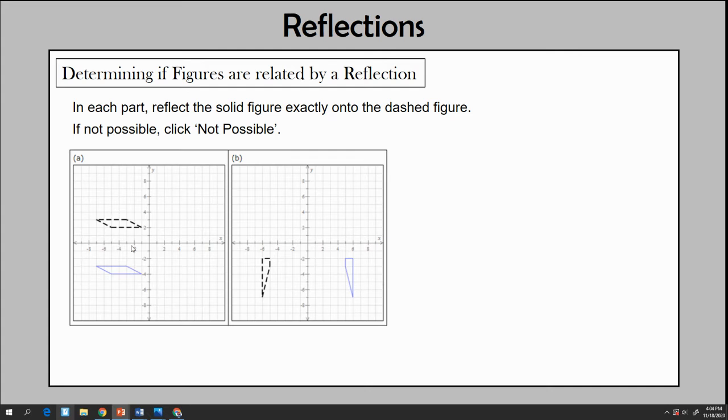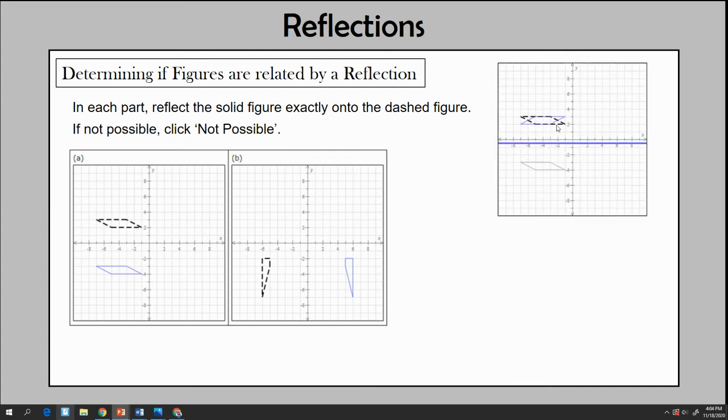Okay. So what happens in this case, if I was to take the original and reflect it up here into this quadrant where this one is located, it would not match. Okay. This dashed image is not the reflection of this. So it's not possible for that one to happen.